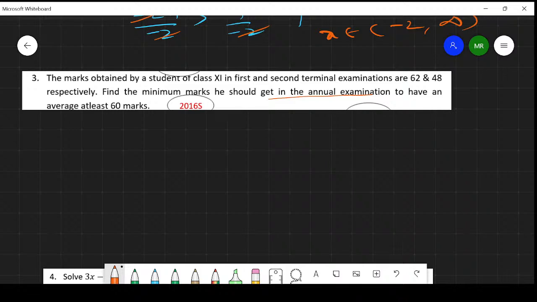Let x be the marks obtained by the student in the annual examination.